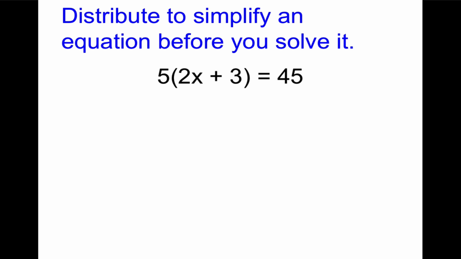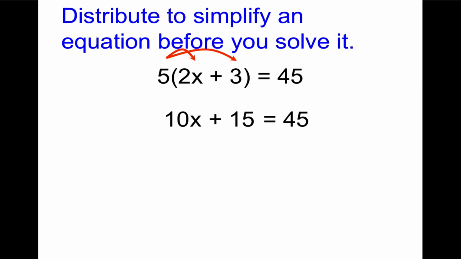equals 45. Okay, when we see parentheses like that, we pronounce it as the quantity of. The first step is to distribute the 5. 5 times 2x equals 10x, and 5 times positive 3 equals positive 15. And we rewrite the equals 45.